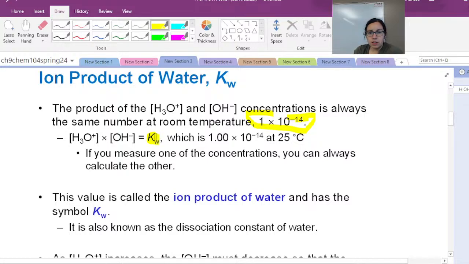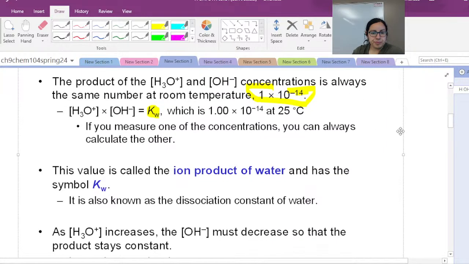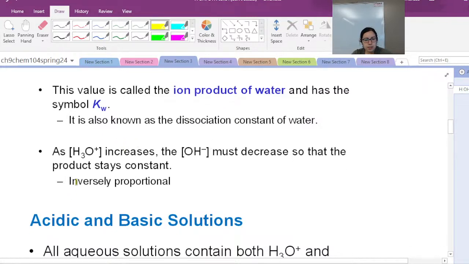This is also called Kw, and at different temperatures you would have slightly different Kw constants, but for our purposes we're only going to focus on 25 degrees Celsius, so you don't have to worry about that. That means if we measure one of the concentrations, we can solve for the other. This leads to the relationship that our hydronium and hydroxide concentrations are inversely proportional. If one increases, the other has to decrease.